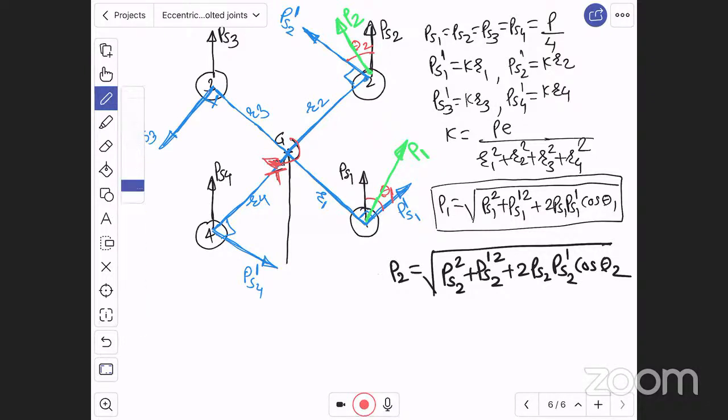Similarly, on bolt number 3, there will be P3, the angle is theta 3. On bolt number 4, the angle between them is theta 4, and the resultant is P4.